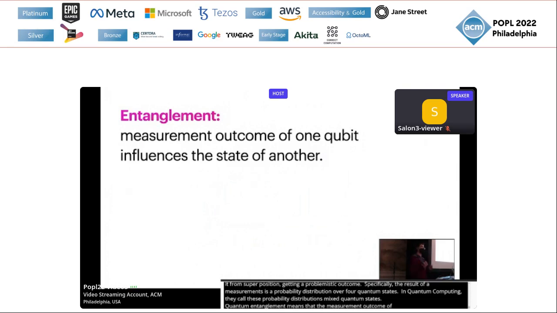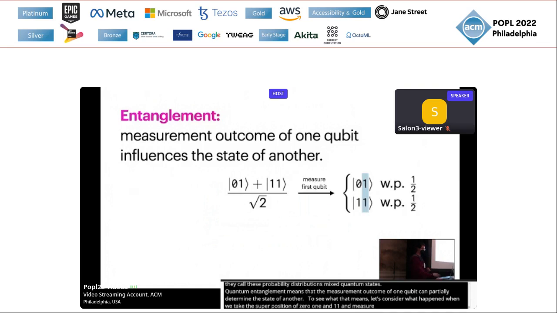Quantum entanglement means that the measurement outcome of one qubit can partially determine the state of another. To see what that means, let's consider what happens when we take the superposition of 0,1 and 1,1 and measure the first qubit in this system. Now, with equal probability, the quantum state will collapse to the outcome 0,1 or 1,1. The key thing to note here is that the state of the second qubit is always 1. And so the measurement of the first qubit has not really influenced the state of the second. We call a state like this one separable, which means unentangled.